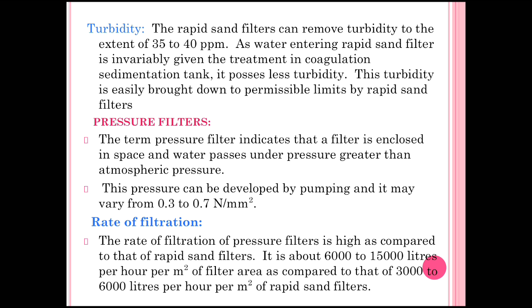extent of 35 to 40 ppm, as the water entering a rapid sand filter is invariably given the treatment in coagulation sedimentation tank. It possesses less turbidity. This turbidity is easily brought down to permissible limit by a rapid sand filter. These are the three parameters which decide the efficiency of rapid sand filtration method.